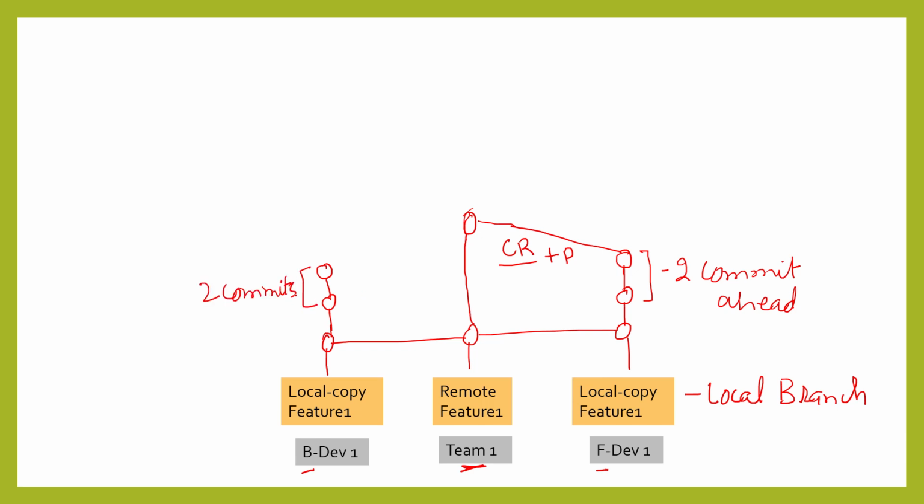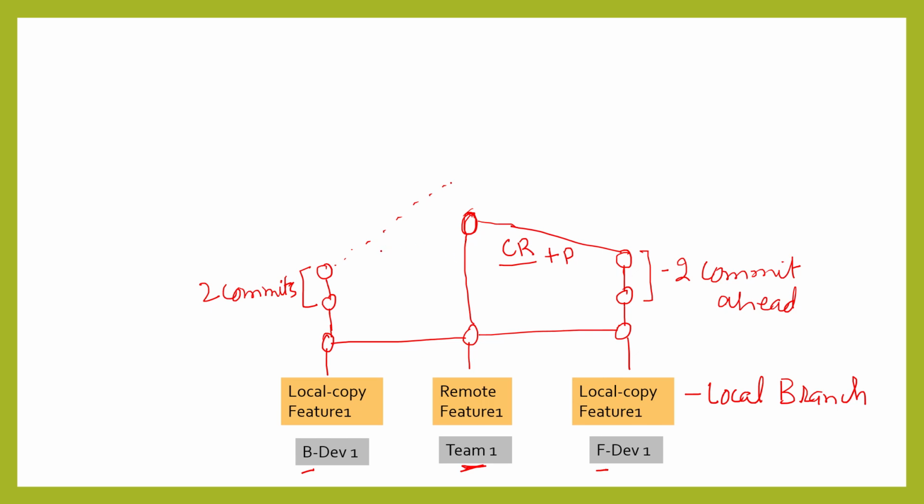Now, the backend developer has 2 commits, and these commits are not present in the remote feature. And also at the remote feature level, there is 1 commit which is not present in the local feature at the backend developer. So what will happen? Will he be able to successfully push to the remote?